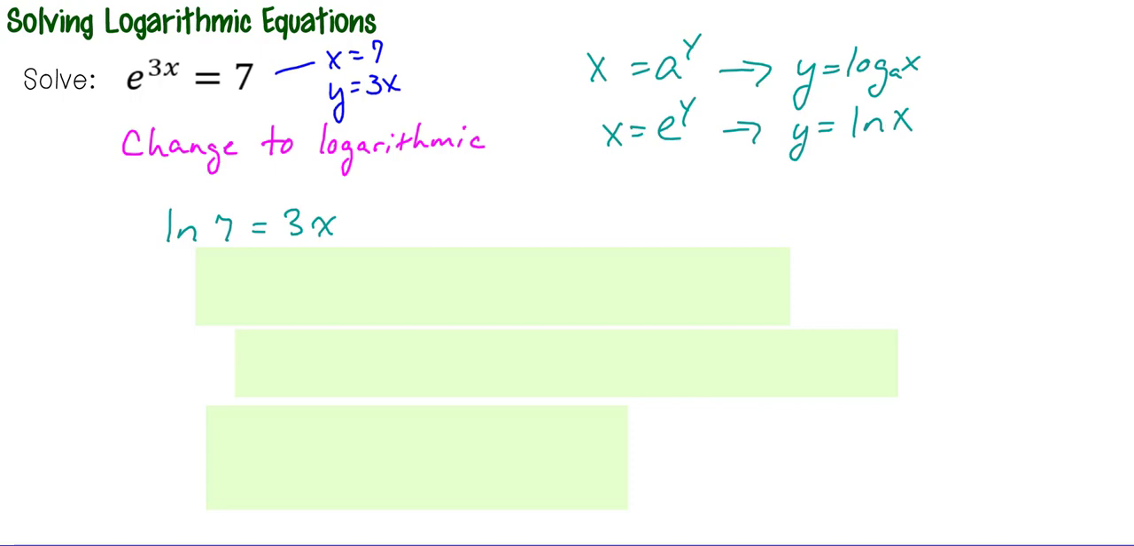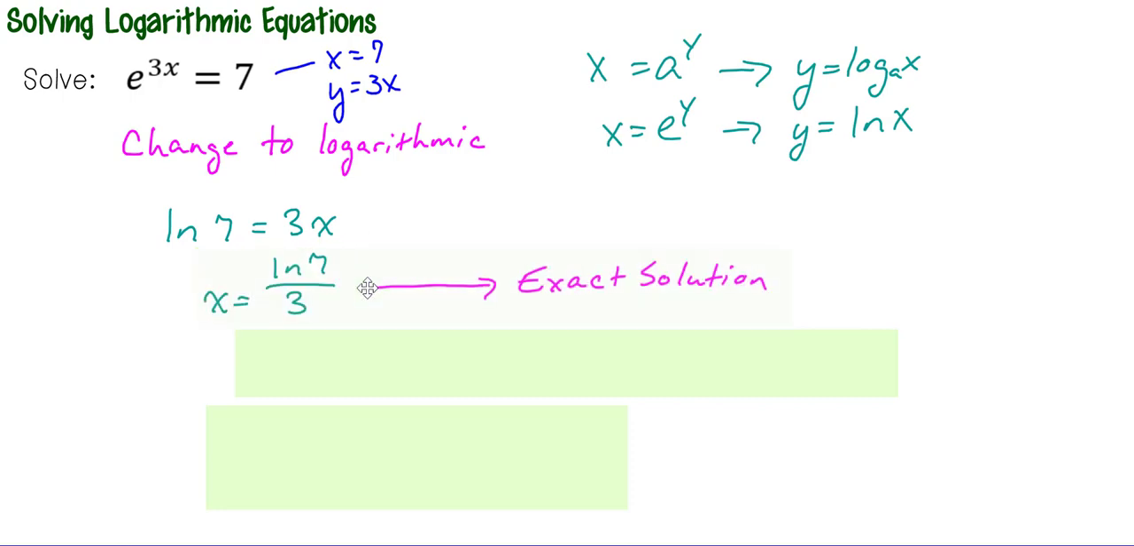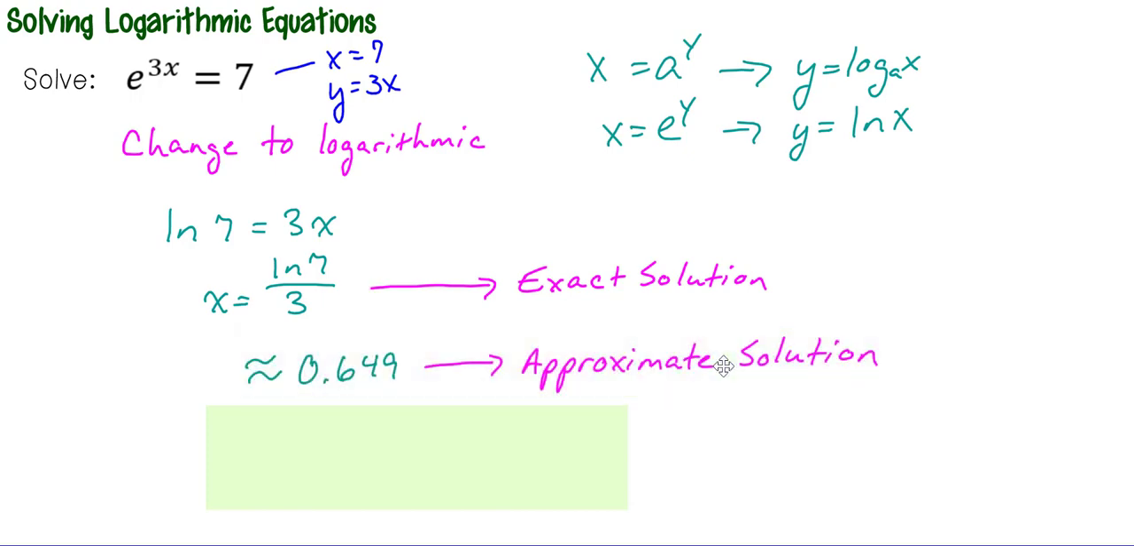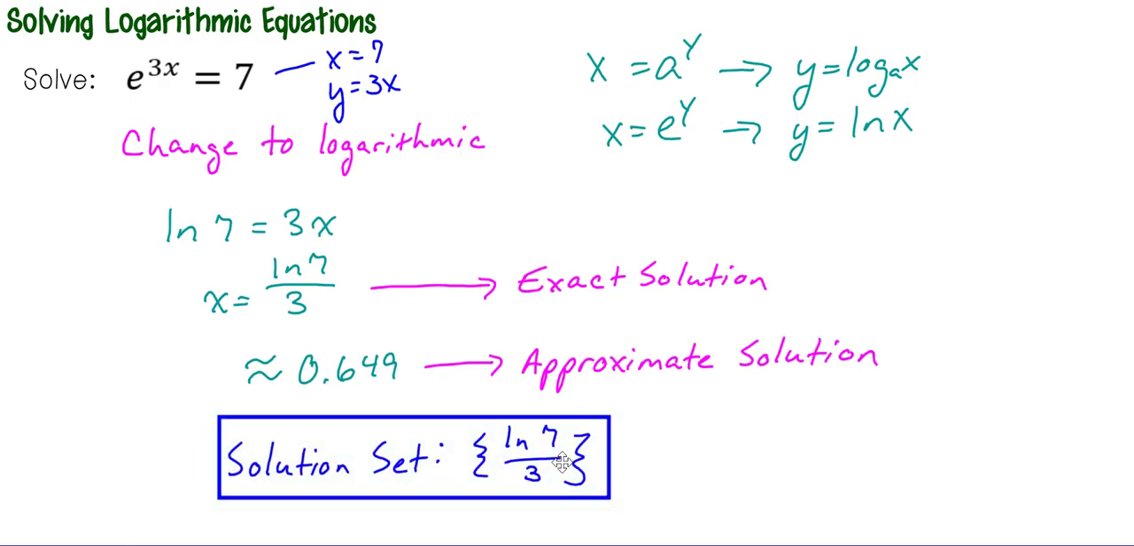So the next step would be to divide both sides by 3. That gives us the exact solution. If we were to put this in our calculator, we would get approximately 0.649. So that is an approximate solution. It's not exact. So for this solution set, you would just list your answer as ln, the natural logarithm, of 7 divided by 3.